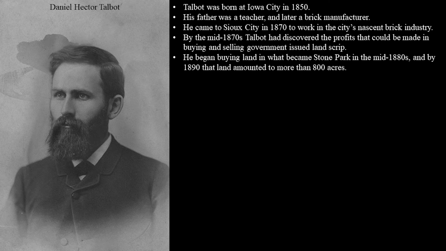People like Talbot, who got into this business, would buy the land scrip for a little bit and resell it at much greater prices. As Sioux City was growing, that land became more and more valuable, and he became a millionaire as a result of working in that business. As a result of that, he began acquiring land. Throughout the 1880s into the early 1890s, he acquired about 800 acres of what became Stone Park.